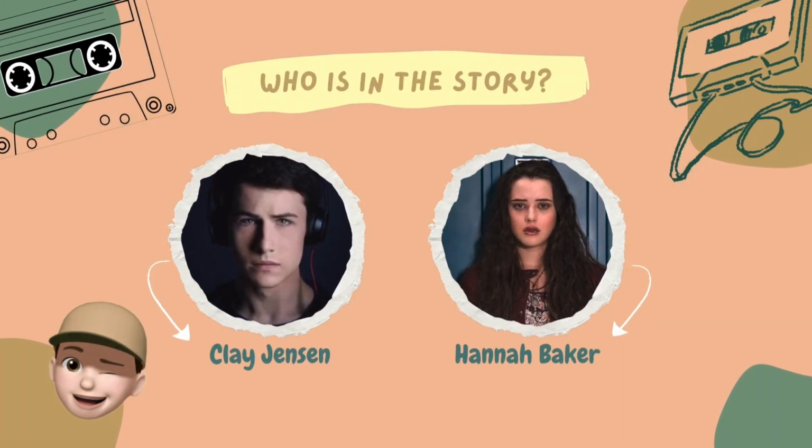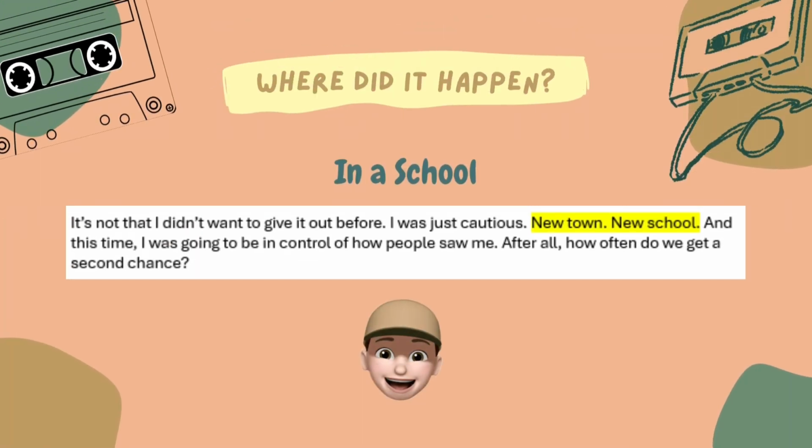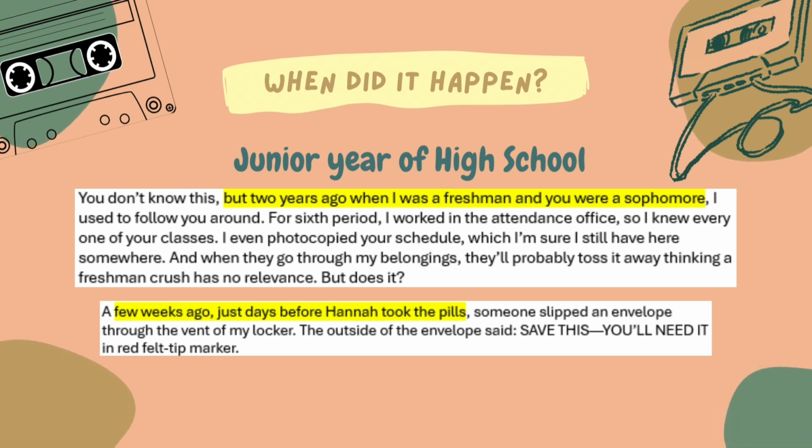This story is mainly focused on two characters, Clay Jensen and Hannah Baker. Where did it happen? Most of the events narrated by Hannah were in the school, which was a new territory for her. When did it happen? This paragraph says that one of the events happened 2 years ago when Hannah was in freshman year. However, she took her life a few weeks before Clay started listening to the audio tapes, so this story currently happened in junior year of high school.